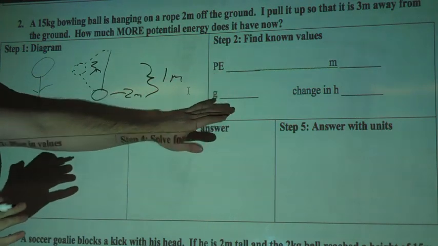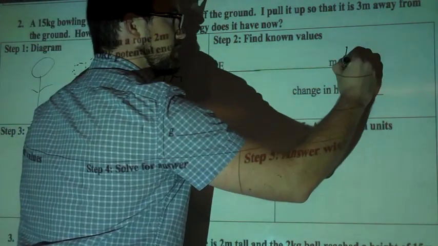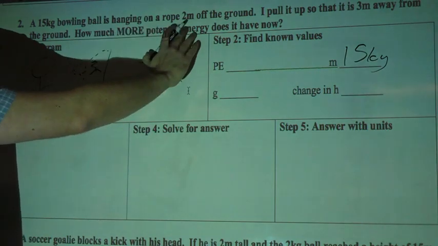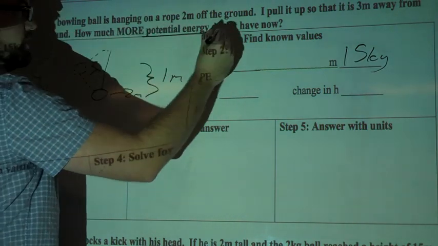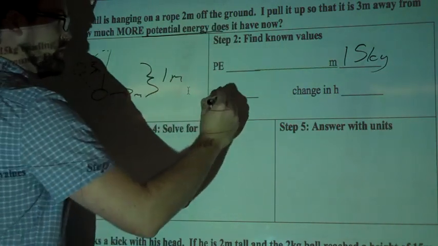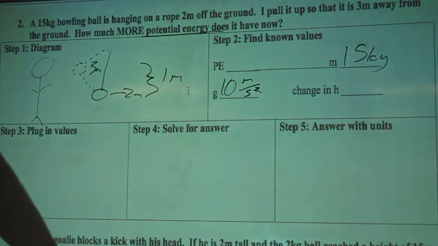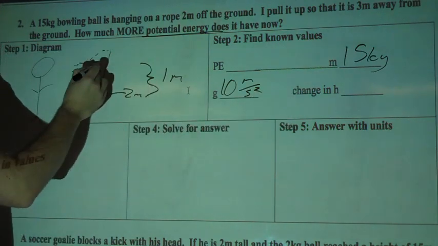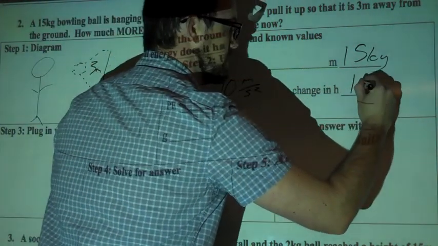Alright, so now let's find our known values. A 15-kilogram bowling ball, that's easy. So the mass is 15 kilograms. We're solving for potential energy. It doesn't say what planet we're on, so we're going to assume it's Earth, so acceleration due to gravity is about 10 meters per second squared. And then change in height, so this is where this really comes in. If you draw your diagram properly, you'll see it goes up 1 meter, so the change was actually 1 meter.